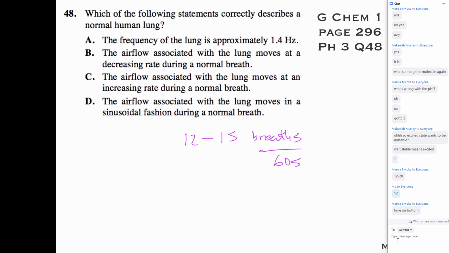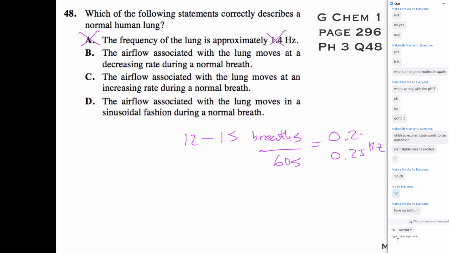How's that looking? That's way too high. That's not going to work out. It's going to be anywhere from 0.2 to 0.25 hertz.